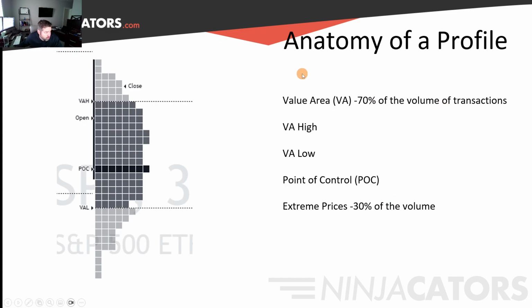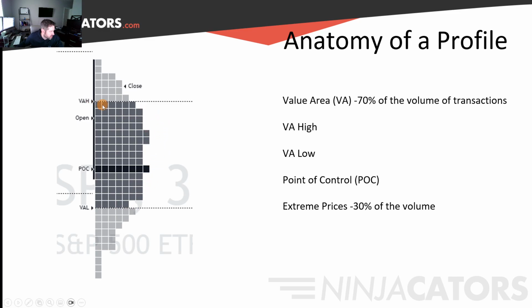Okay, so let's go through the anatomy of a profile. Again, we've got the high price of the day, the low price of the day, and here's the data in the middle. You've got this gray shaded area here. This is called your value area. This is where 70% of the day's transactions went off, whether they're shares or contracts, depending on whatever you're trading. This gray area is where 70% of those transactions went off.